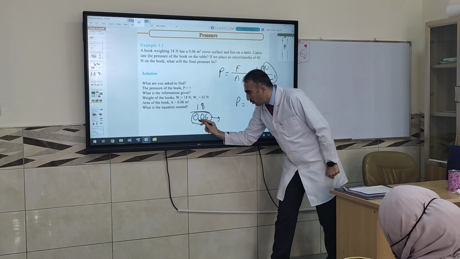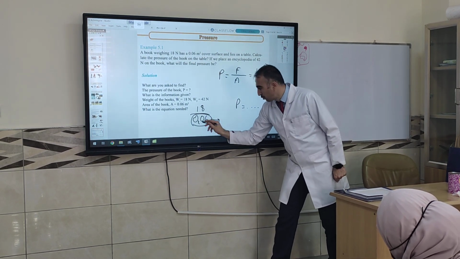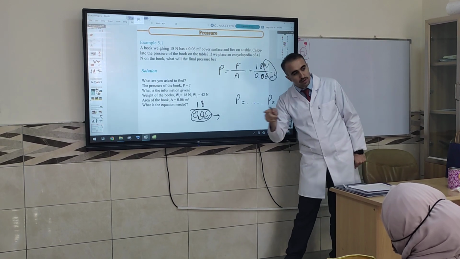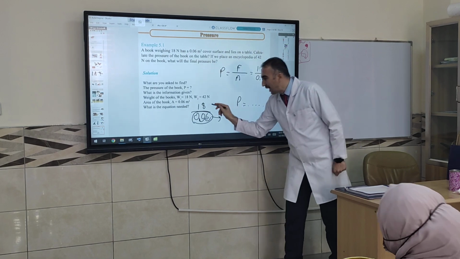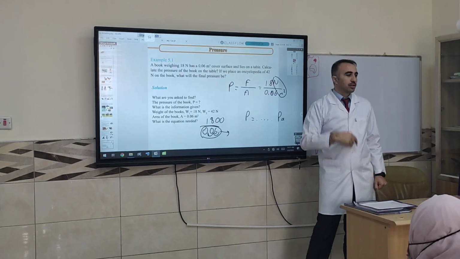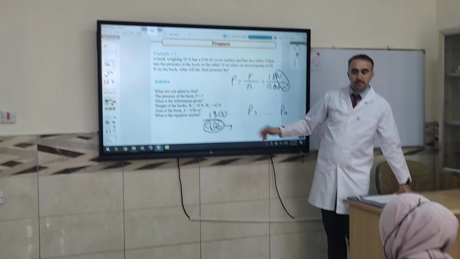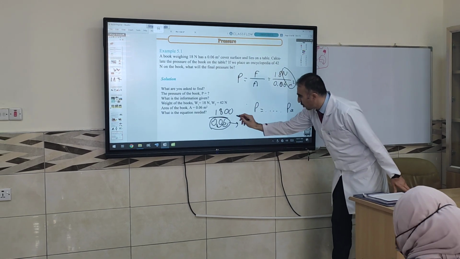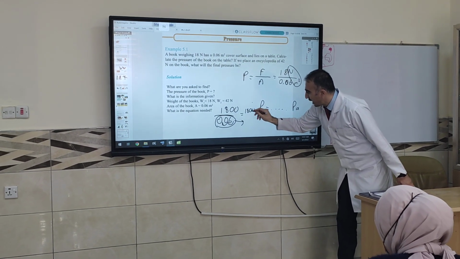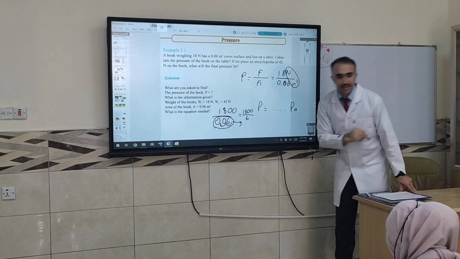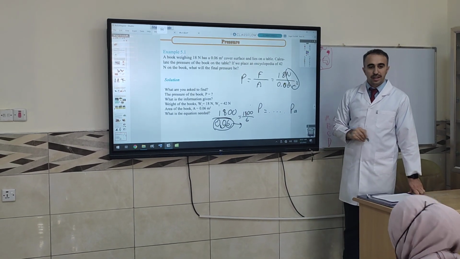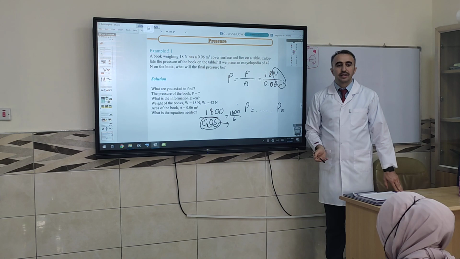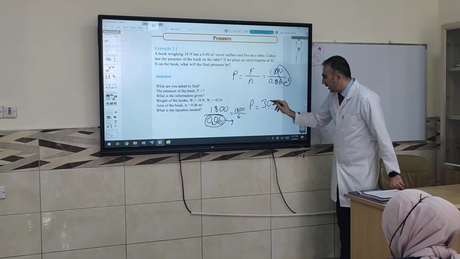I say this decimal can move 1 and 2 times. If you move the decimals 2 times, you should add 2 zeros upside. Okay, upside. It turns into 1,800 divided by 6 over 6. Okay, it's not simple. We can solve it. Yes? Equals 300. 300. Yes. 300 Pascal.